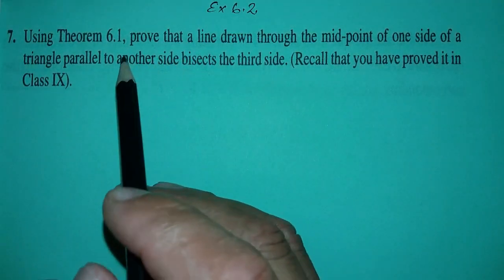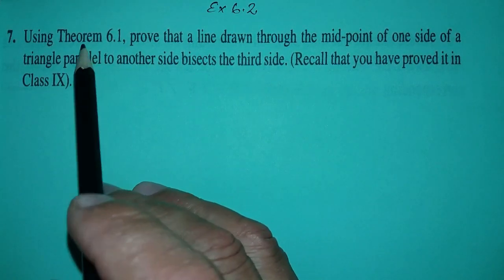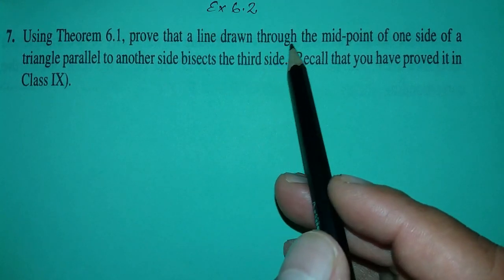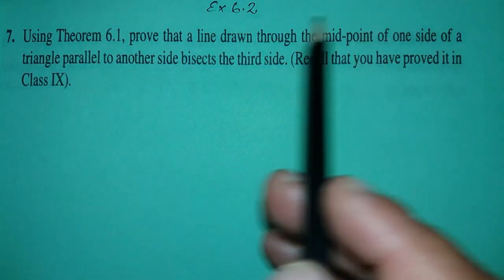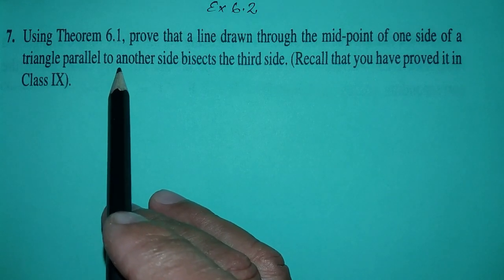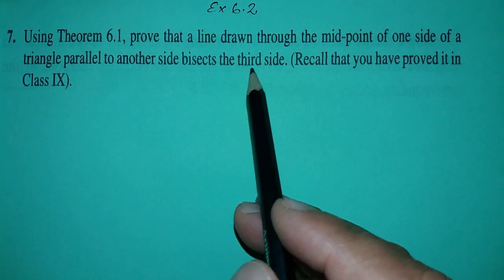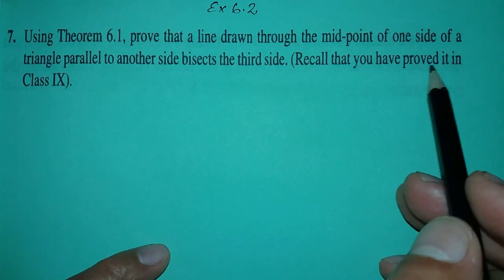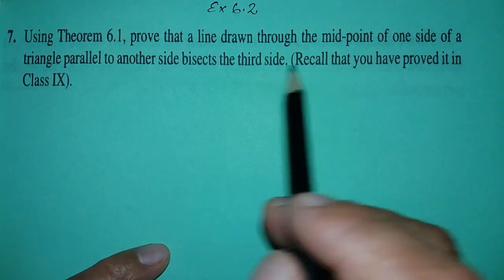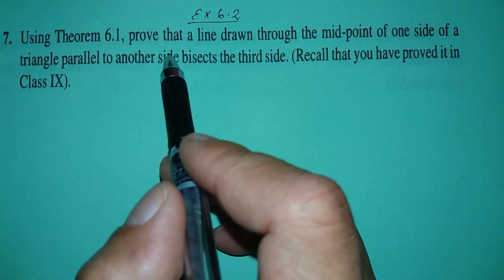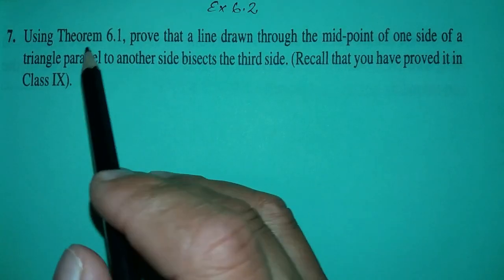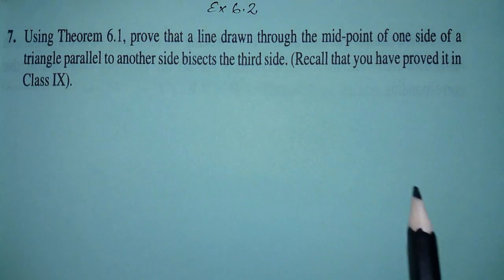Now let's see question number 7. Using theorem 6.1, prove that a line drawn through the midpoint of one side of a triangle parallel to another side bisects the third side. Recall that what you have proved in class 9. This is the midpoint theorem, which you have proved in class 9. We are going to use theorem 6.1, that is the basic proportionality theorem.